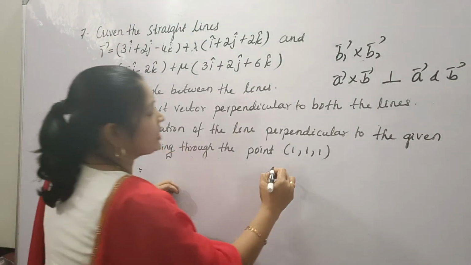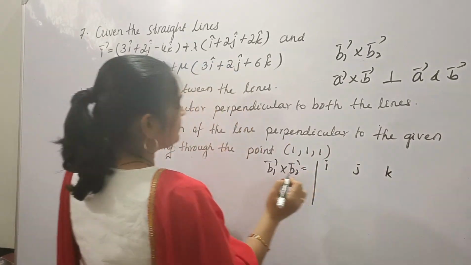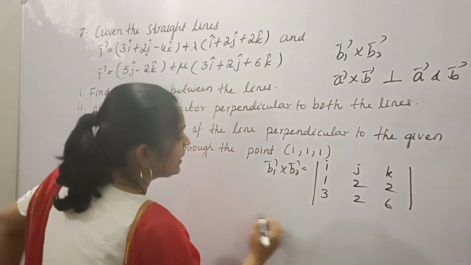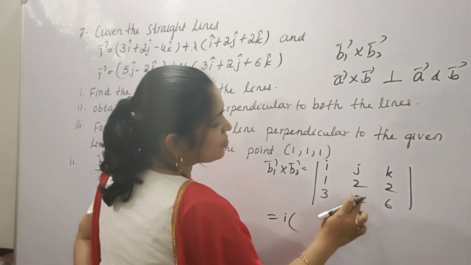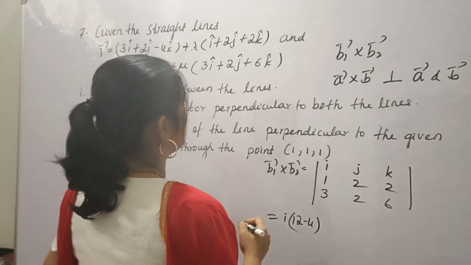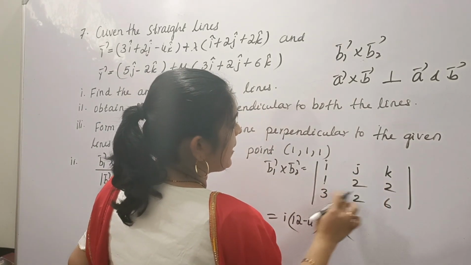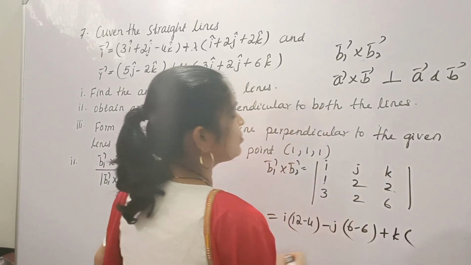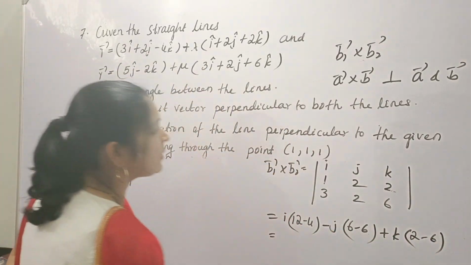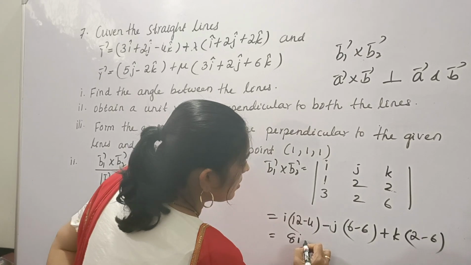So let's find vector b1 cross vector b2. Vector b1 cross vector b2 is equal to the determinant with rows i, j, k; 1, 2, 2; and 3, 2, 6... that is equal to i into 12 minus 4, minus j into 6 minus 6, plus k into 2 minus 6. That is equal to 8i, 0, minus 4k.